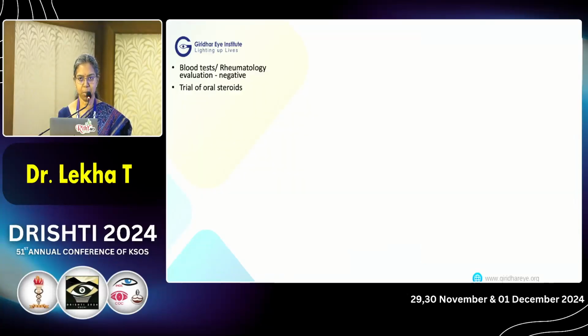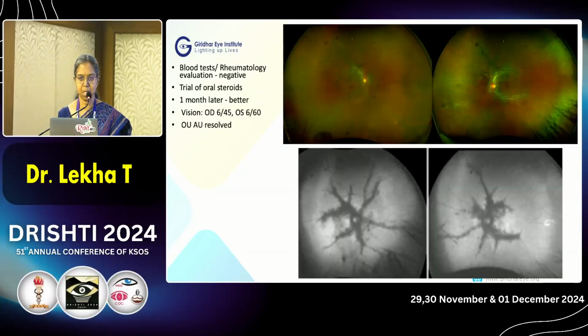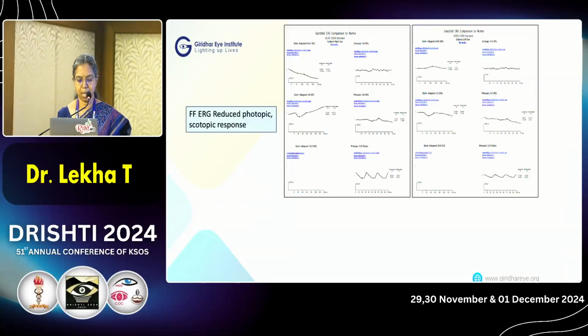Anyway, all his workup turned out to be negative, so we gave a trial of oral steroids, and when he came 1 month later, the fundus view was better, which revealed a little more pigmentary changes, but it was delineated much better on autofluorescence, which gave us a diagnosis of pigmented paravenous retinochoroidal atrophy. And further workup, including ERG, showed the reduced photopic and scotopic response.